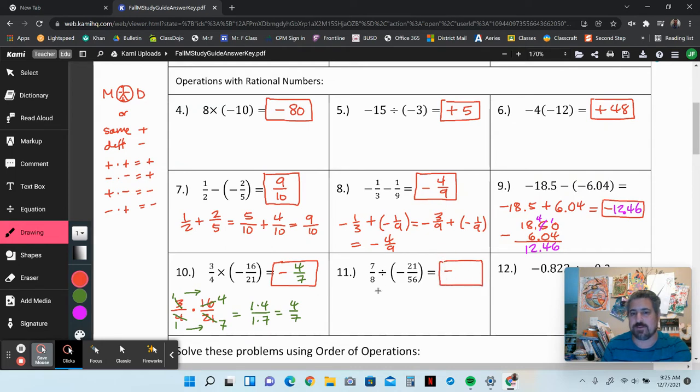And then you're going to do 7/8 divided by 21 over 56. So 7 over 8 divided by 21 over 56. You cannot cross-cancel or dance across division. You have to only dance or cross-cancel across multiplication.